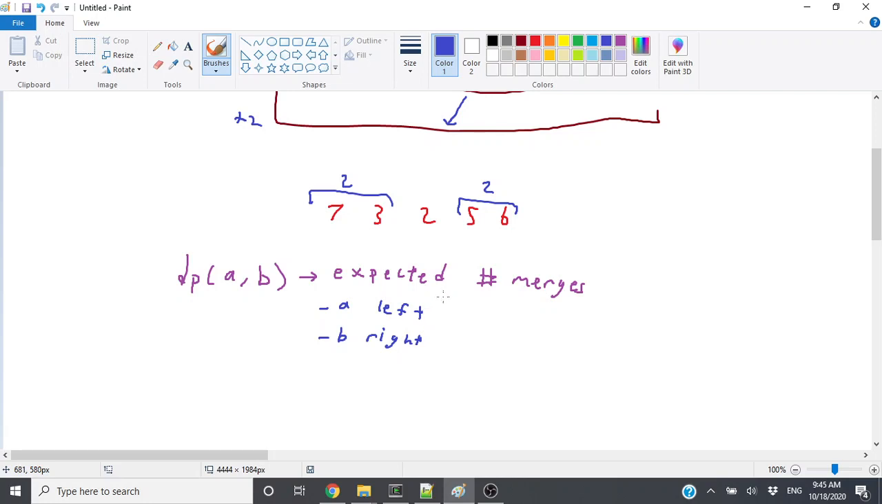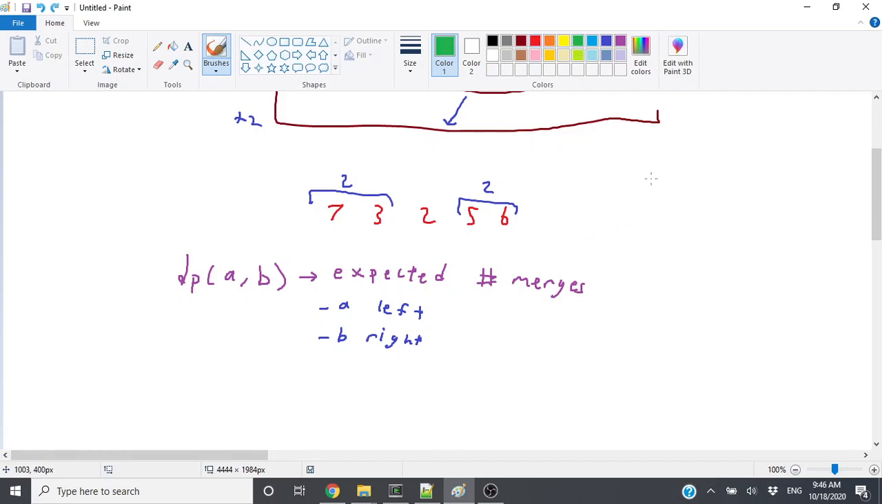Now, how do we compute this? Because imagine we had all these values. We just had dp for everything. Then the expected number of merges that have 2 in it is just literally dp of 2 and 2. So once we have this dp, the answer is simple.